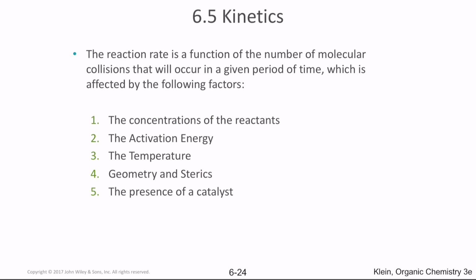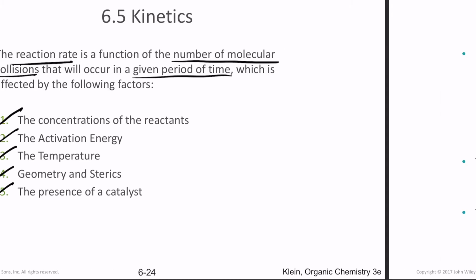Now, what are the factors that determine the rate of reaction? It is generally a function of the number of collisions that will occur in a given period of time, and that number of collisions affects the rate of reaction. What are the factors that affect the number of collisions in a given period of time? Number one is the concentration of the reactants. Number two is the activation energy. Number three is the temperature. Number four is the geometry and sterics. Number five is the presence of a catalyst.